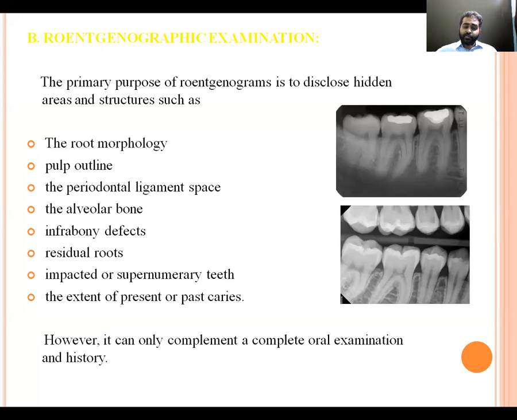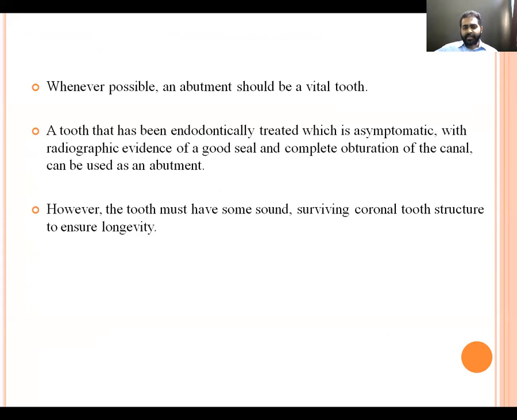Impacted or supernumerary teeth can be removed with the help of surgical procedures. Then the extent and presence of past caries. If caries are present, they should be evaluated properly and the caries removal should be performed. So basically, these are the radiographic examinations we make sure of.